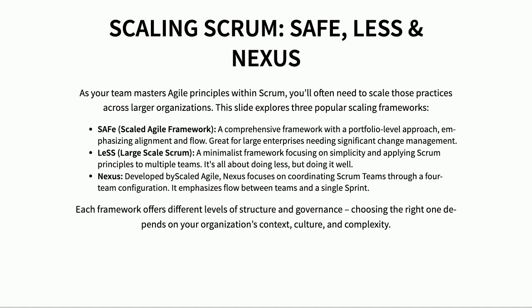SAFe is a pretty comprehensive approach. Think of it as a big map for your entire portfolio of projects. It's fantastic for companies that need to drive significant change. Then there's LeSS, which takes a more minimalist view, focusing on doing Scrum really well with fewer roles. And finally, Nexus is a framework designed specifically for coordinating multiple Scrum teams working together, often within a single sprint. The best choice depends entirely on your company's size and how much structure you need.